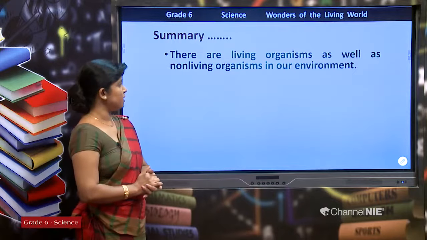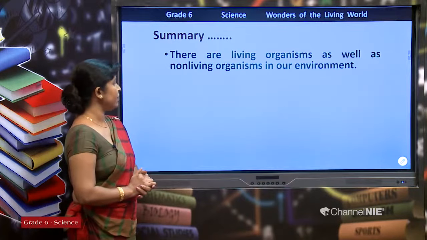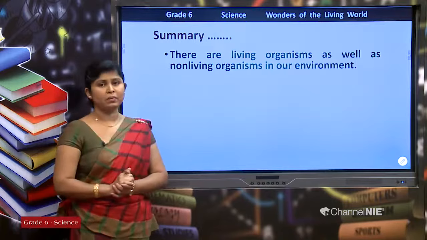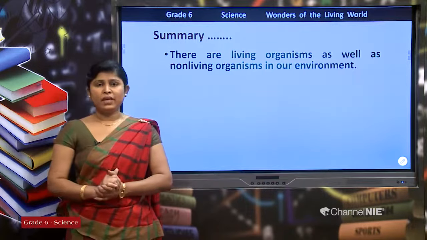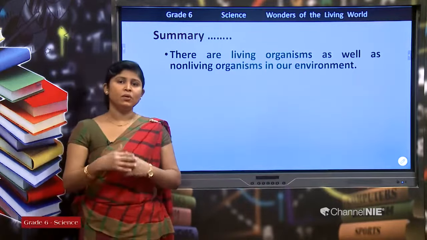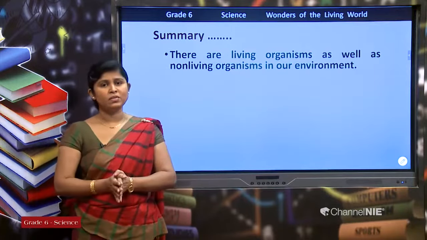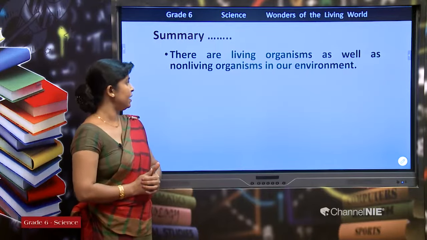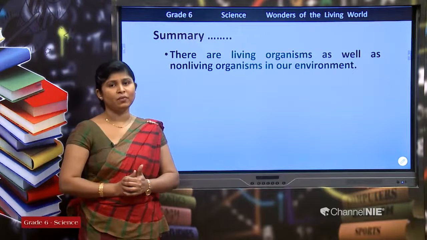There are living organisms as well as non-living organisms in our environment. Today, after this lesson, you can go outside your house and visit your home garden. Then you have to identify the living organisms and non-living things in your environment, and list them in your writing book, right.